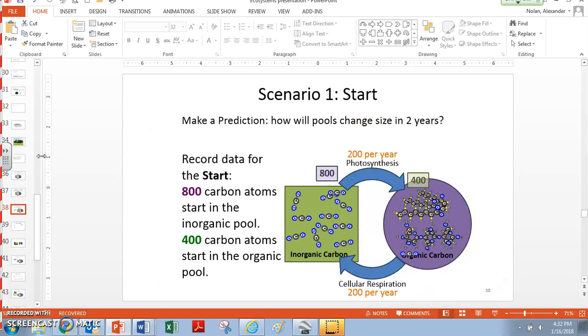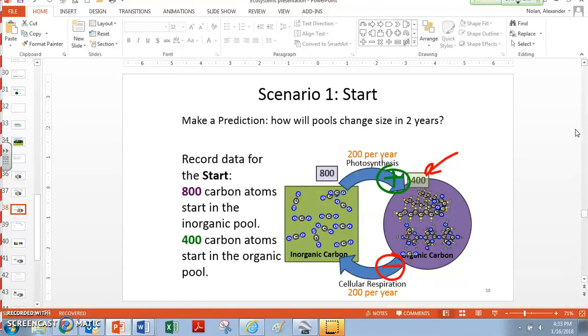First, let's think about this from one side or the other. Let's start by considering this from the perspective of organic carbon. Let's do some calculations here. We're starting with 400 pounds of carbon, and there's flux going on. We have a positive flux, which is happening over here, and then we have a negative flux, which is happening down here.